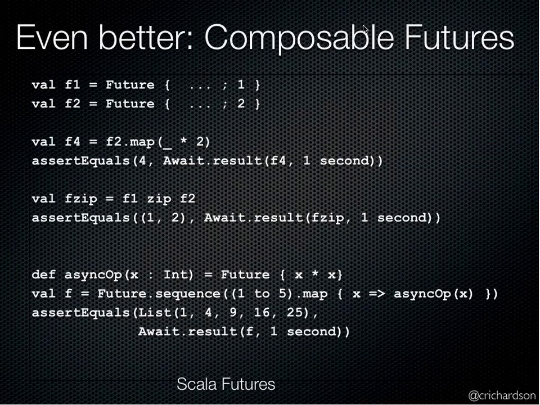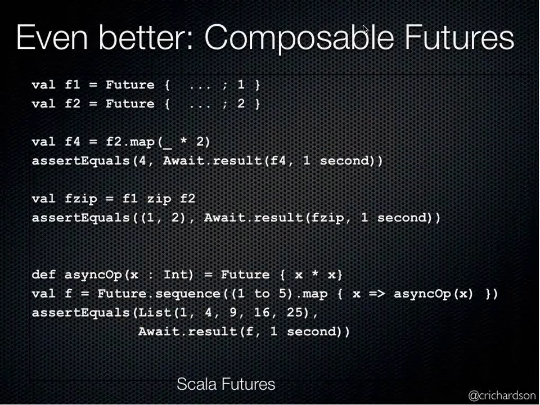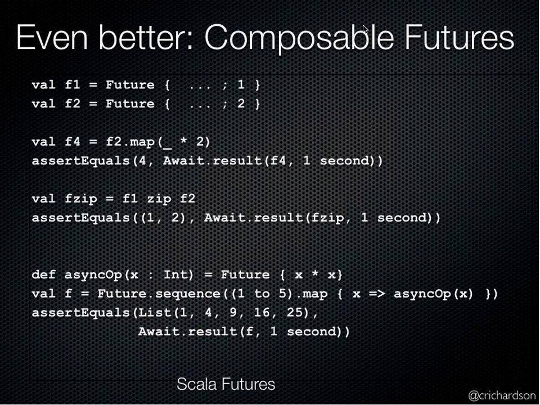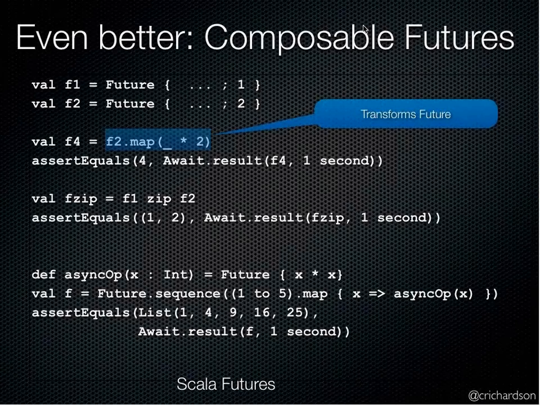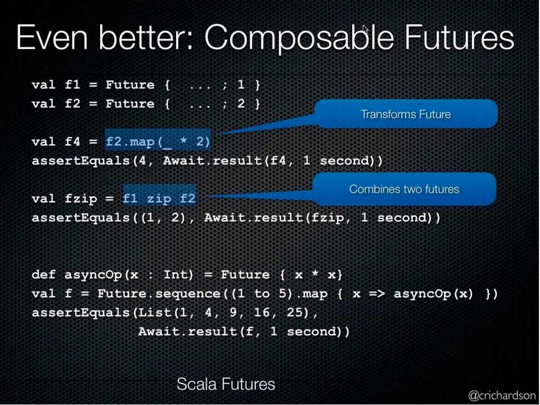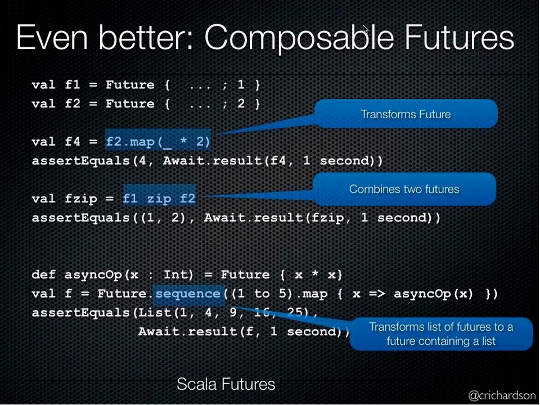And then an even better mechanism that some future implementations, such as Scala, provide is composable futures. So you can create futures, and you can apply a map operation to them that gives you back a new future, in this case containing the original value times 2. You can combine futures, and then you can do some interesting transformations, like transform a list of futures into a future containing a list of their values.